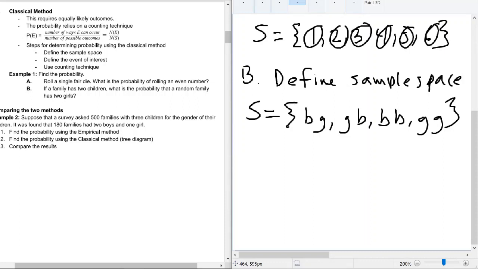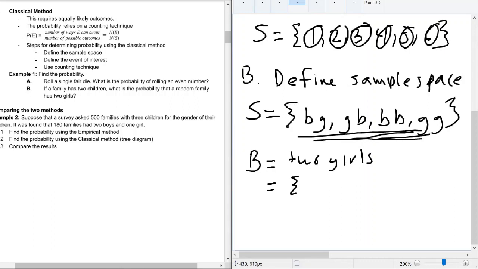But this family is not interested in all possibilities. They have an outcome of interest. We're going to use capital B to define the event of interest being 2 girls. So this event of interest has what outcome? Remember that these are the only possibilities in the experiment. Well, girl-girl.